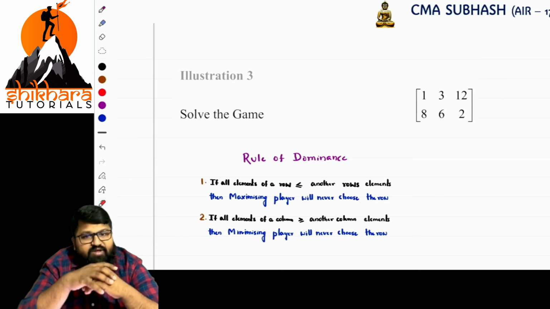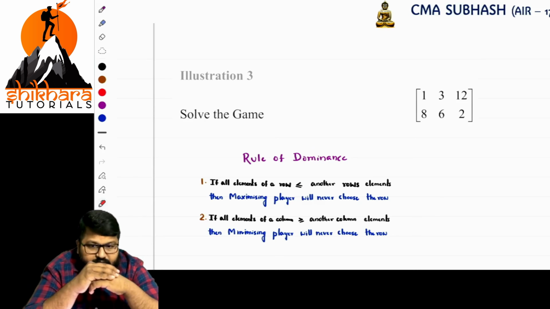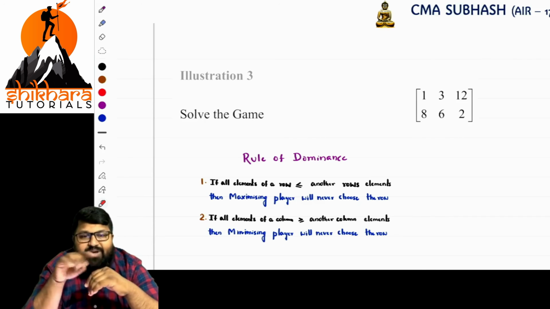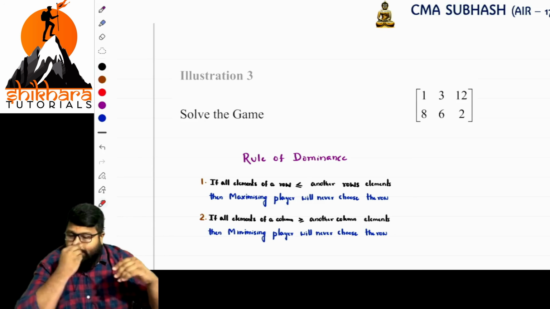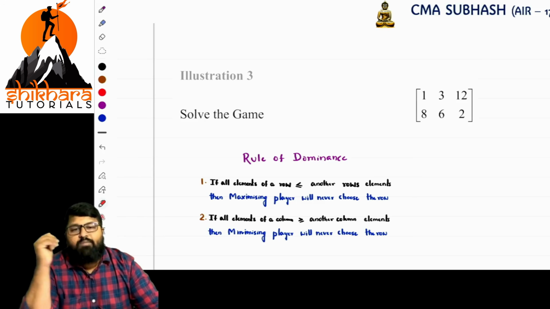Is it clear? From that, we calculate the probability part. Once the probability part is done, multiply them with the respective values and we get the value of the game. Is it clear? If it is clear, shall we go with the next part?